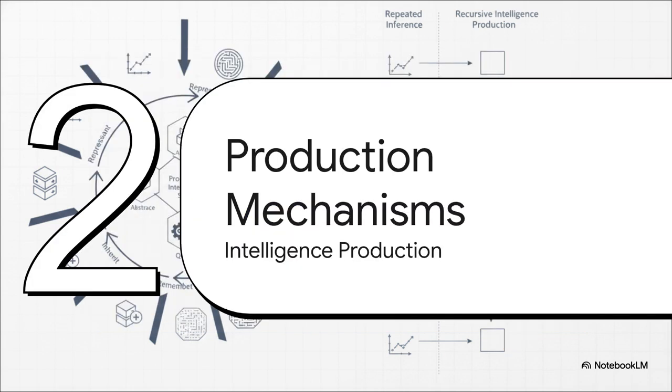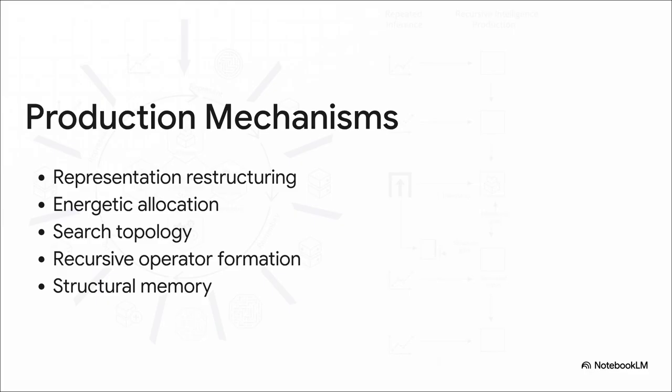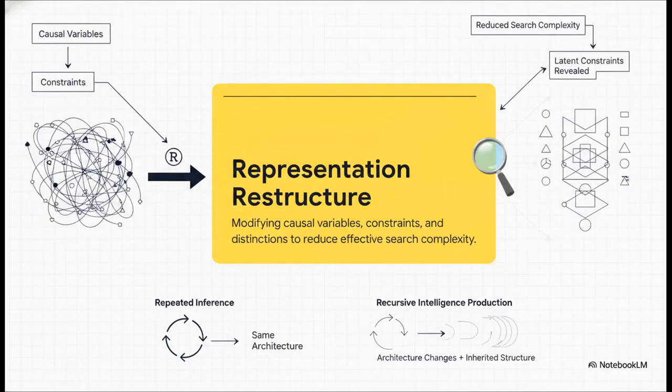Section 2. Mechanisms of intelligence production. To physically achieve this transformation of the productive state, the proposed architecture relies on 5 independent yet tightly coupled structural mechanisms. We will systematically dissect these 5 requirements: representation restructuring, energetic allocation, search topology, recursive operator formation, and structural memory. The first proposed mechanism is representation restructuring.